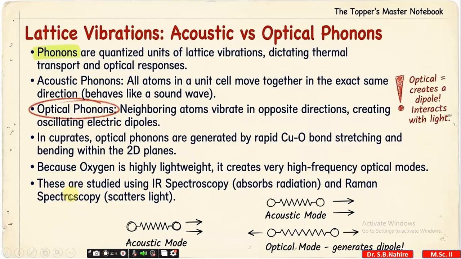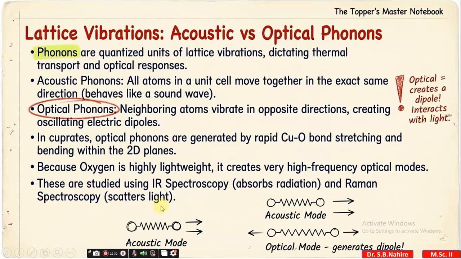Now, how do we study these phonons? They are studied using two important techniques. First, infrared spectroscopy, which involves absorption of radiation. Second, Raman spectroscopy, which involves scattering of light.